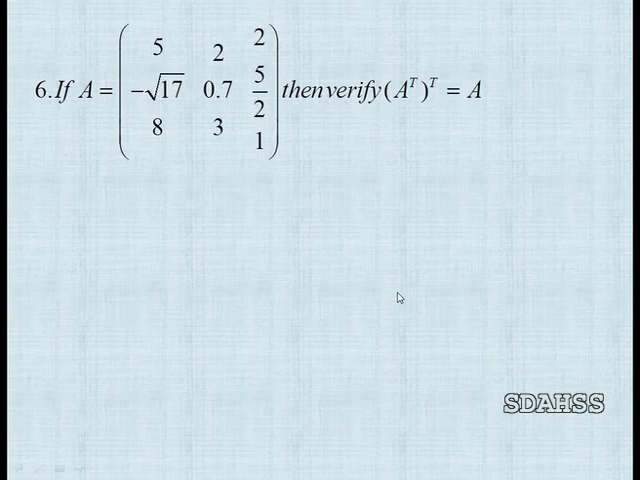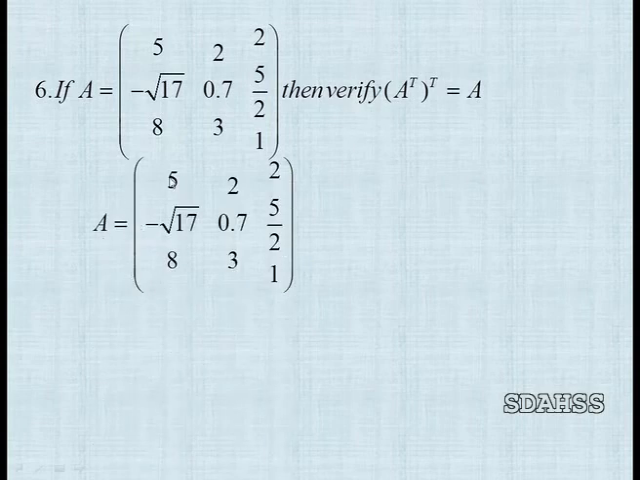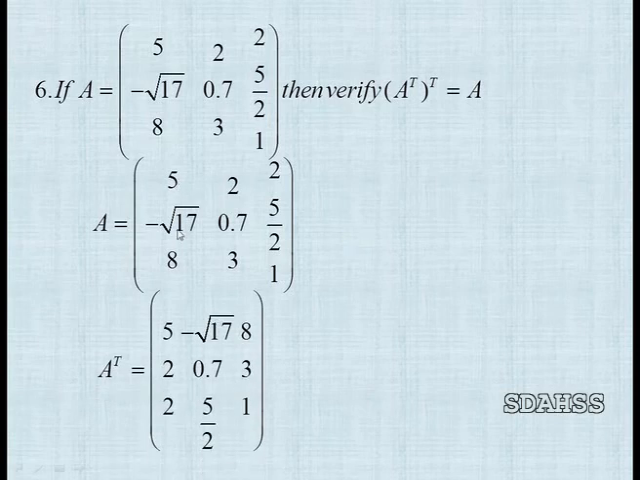Sixth sum. If A is equal to 5, 2, 2, minus root 17, 0.7, 5 by 2, 8, 3, 1, then verify that (A transpose) whole transpose equal to A. Here matrix A is given. First you find A transpose. A transpose means interchange rows into columns and columns into rows. First interchange the first row into first column.